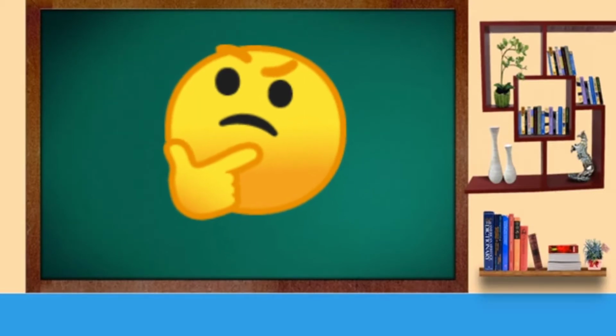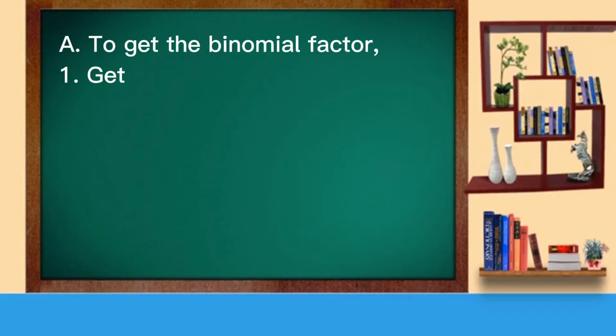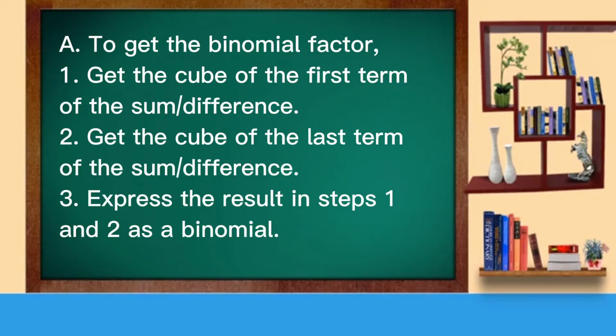How are we going to get the binomial factor? To get the binomial factor, first, get the cube of the first term of the sum or difference. Second, get the cube of the last term of the sum or difference. Third, express the results in steps 1 and 2 as a binomial.